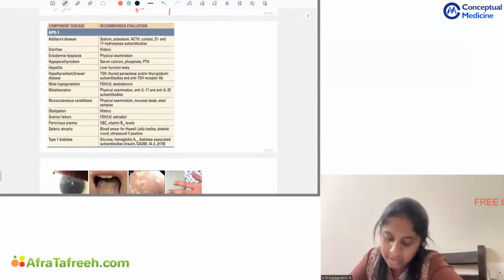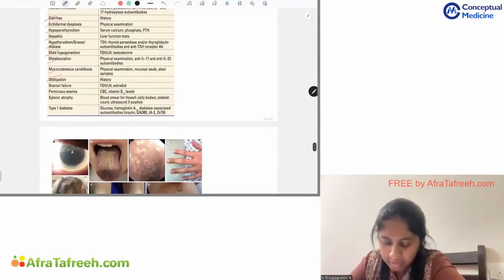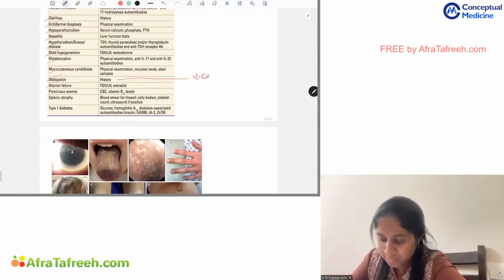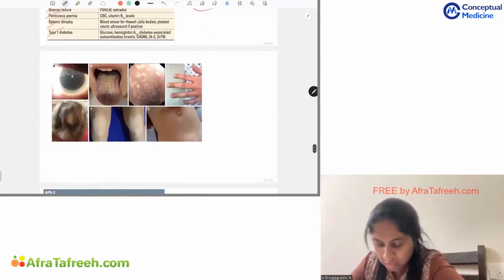So you will have diarrhea, ectodermal dysplasia, hypoparathyroidism, chronic active hepatitis, hypothyroidism or Graves, male hypogonadism, malabsorption could be there. I told you the reasons for that. Mucocutaneous candidiasis, obstipation would be there, and ovarian failure. Obstipation is mainly due to low calcium. Again, pernicious anemia, splenic atrophy, asplenism, type 1 diabetes. So these are all the manifestations.